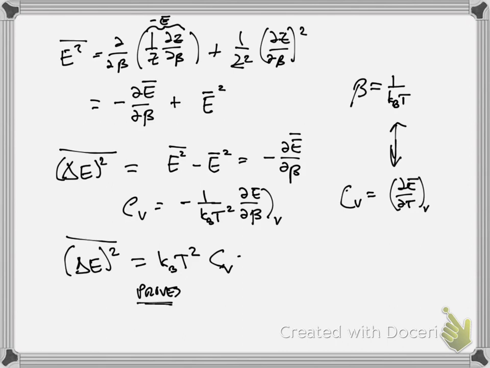The other thing is, this proves that CV must be positive. Well, at non-zero temperatures, CV has to be positive because it's the mean square of something, right? And the mean square of something is always going to be positive. So that's kind of cute.